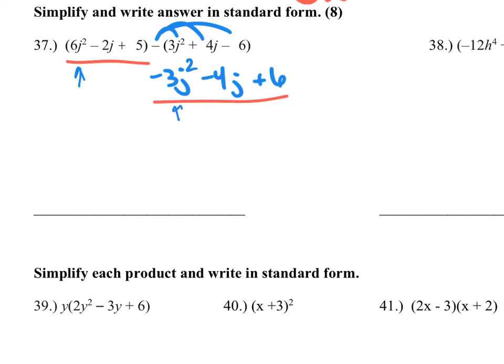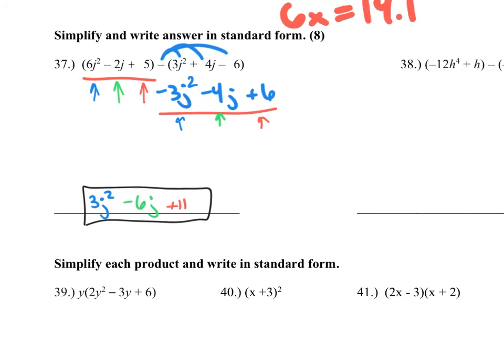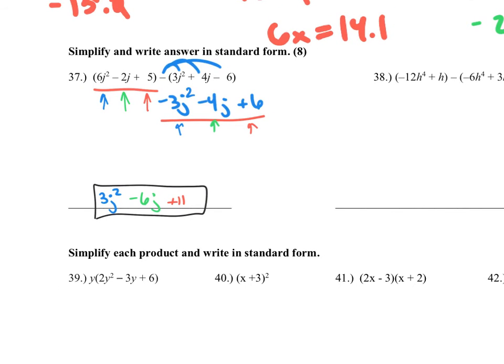So 6j squared minus 3j squared gives me 3j squared. Minus 2j minus 4j gives me minus 6j. And then plus 5 plus 6 will give us plus 11. Now notice that that answer is already in standard form because I have my highest exponent first.